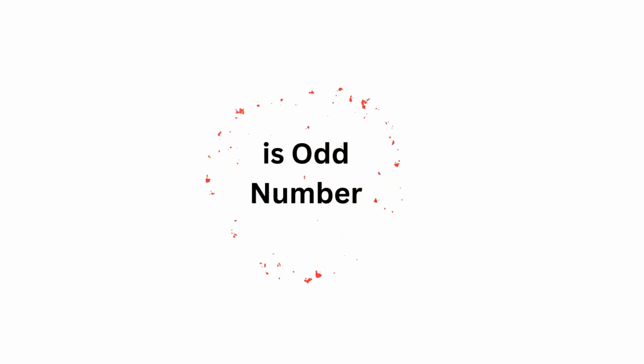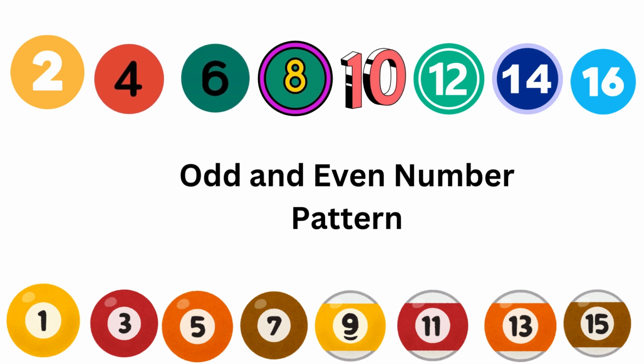Awesome job, everyone. Today we learned all about odd and even numbers. Even numbers can be split into pairs, and odd numbers always have one left over. You nailed it. Let's take a final look. Remember this pattern, and you'll be an odd and even expert in no time. Keep practicing, and you'll be spotting odd and even numbers everywhere.